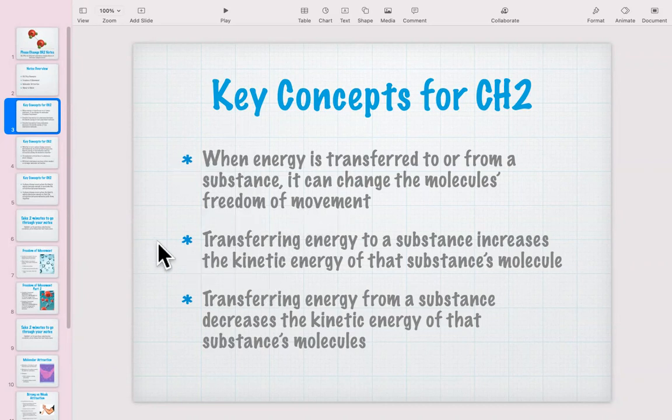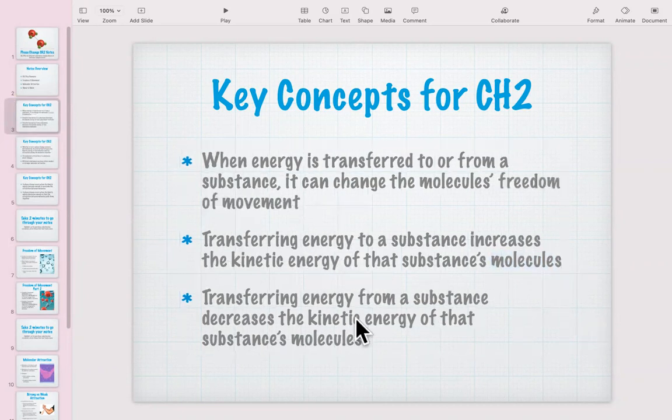Transferring energy to a substance increases the kinetic energy of that substance's molecules. And then transferring energy from a substance decreases the kinetic energy of that substance's molecules. So when you transfer energy in, you increase KE. When you transfer energy out, you decrease KE. So pretty simple right there.